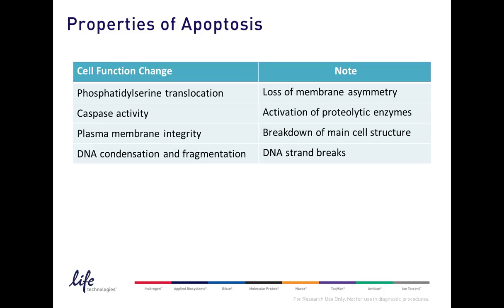It's important to remember that plasma membrane integrity, or a loss thereof, underlies other forms of cell death such as necrosis, and this is a key indicator that we use across a lot of different cell viability assays. Then the second functional change that we see is DNA condensation and fragmentation, and so this is really just DNA strand breaks. This is a relatively simple process to assay and to start to look at.